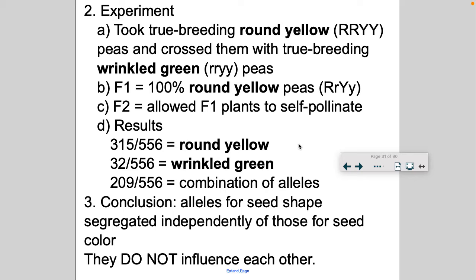Okay, so the conclusion is that the alleles segregate independently, they are not dependent on other genes, and they do not influence each other. I'm going to just write these numbers off to the side here, because we're actually going to do a dihybrid cross, and then we can go back and compare his data with what's going on.